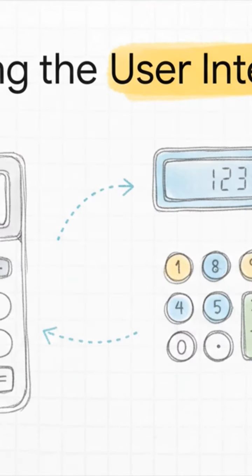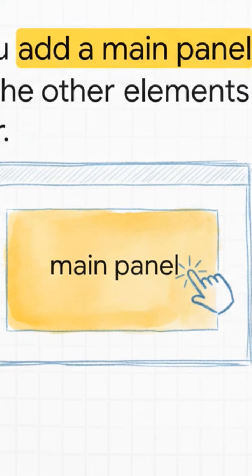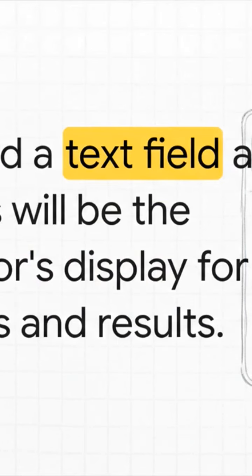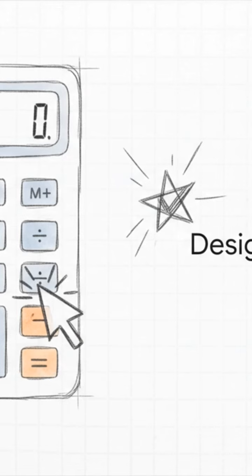Okay, now for the fun part, designing the user interface. This is what you're actually going to see and click. We start with a main panel. You can think of this as the foundation for everything else. Next, we'll pop a text field right at the top. This is going to be our calculator's little screen. And last, we'll place all our number and operator buttons. And just like that, the visual part is done.